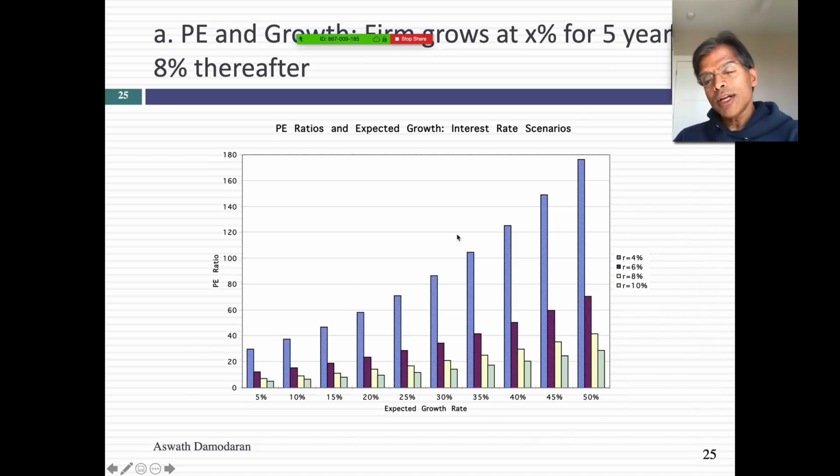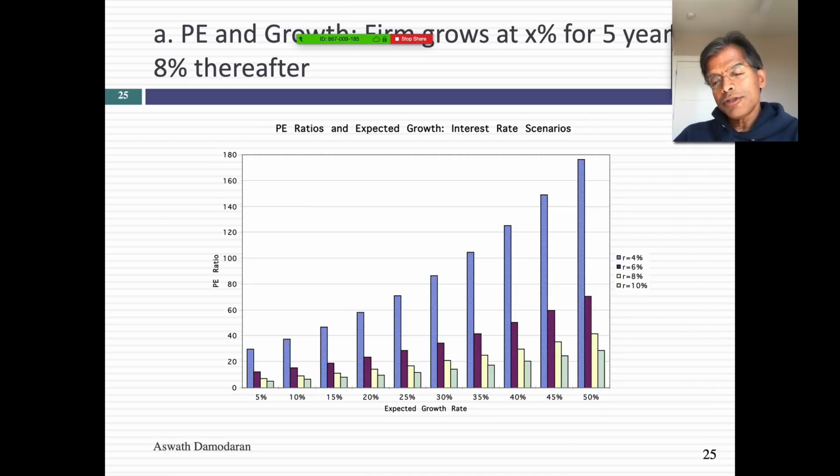In every interest rate scenario, as my expected growth, so this is the growth during the first 5 years, as my growth surprise leads me to expect more growth. Remember, my base was 25%. If I get higher growth than expected, my PE ratio is going to be higher. If I have lower growth than expected, my PE ratio is going to be lower. You're saying, big deal. I knew that already. Why do I need an example to get this home?